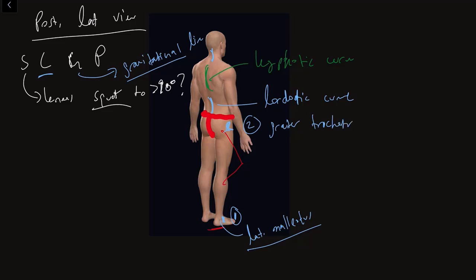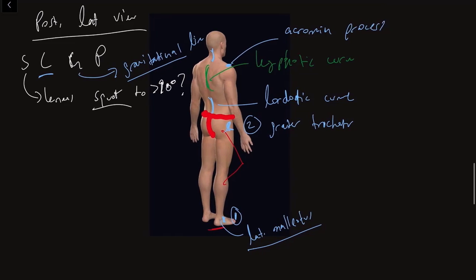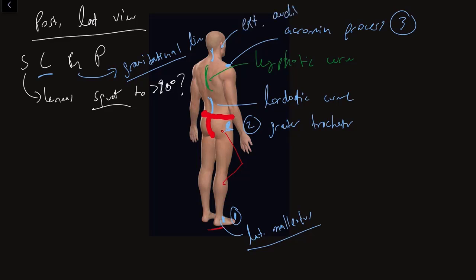Then you're going to palpate to the acromion process, the most lateral bony process of the scapula, and you'll be able to feel that. That would be the third point of reference. And finally, in the ear canal, the technical term is the external auditory meatus. So you've got these four points from the posterior lateral view that you can use to check the gravitational line.